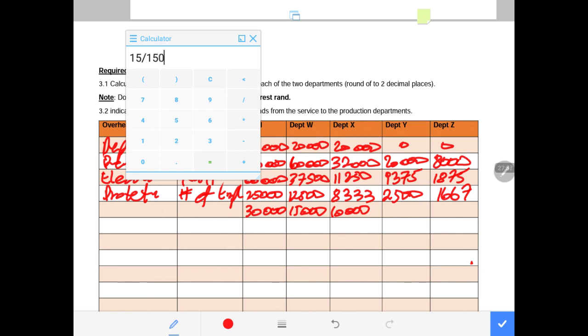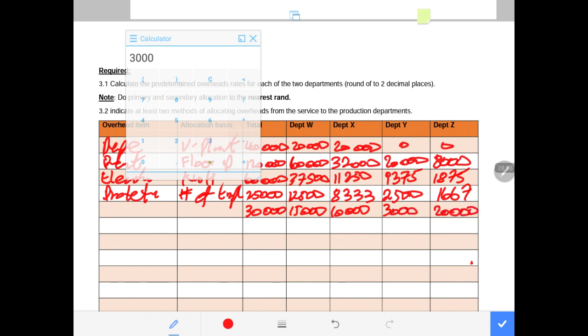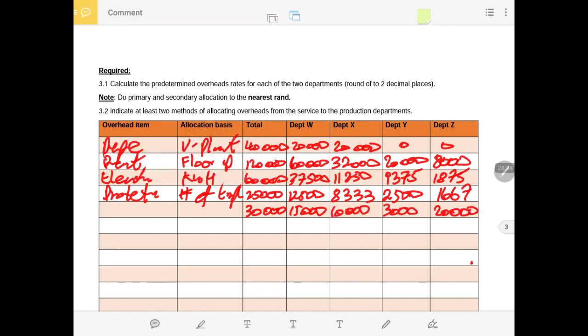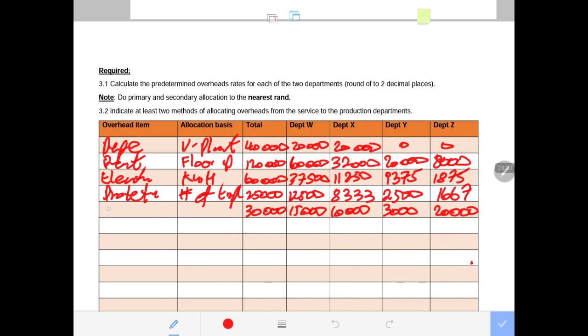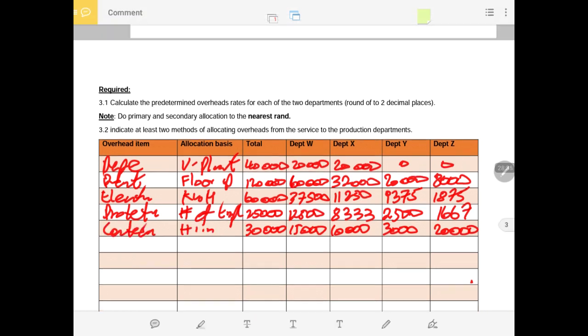15 divided by 150, multiply this by 30,000. This will give us 3,000. Then obviously the last one will be 2,000. Let us just verify. 10 over 150, multiply this by 30,000, we get 2,000.001. So 2,000 was the correct one. We were allocating the canteen, where we used the number of employees as we did before. 30,000 was the amount to be allocated.